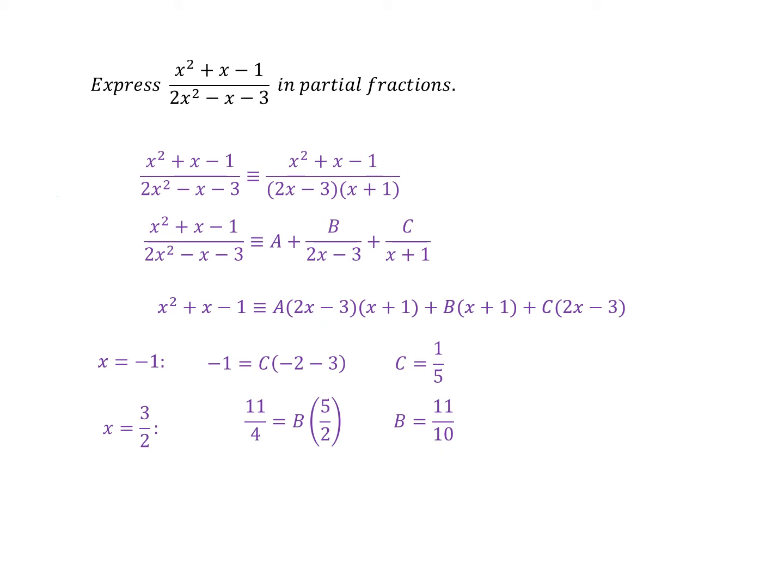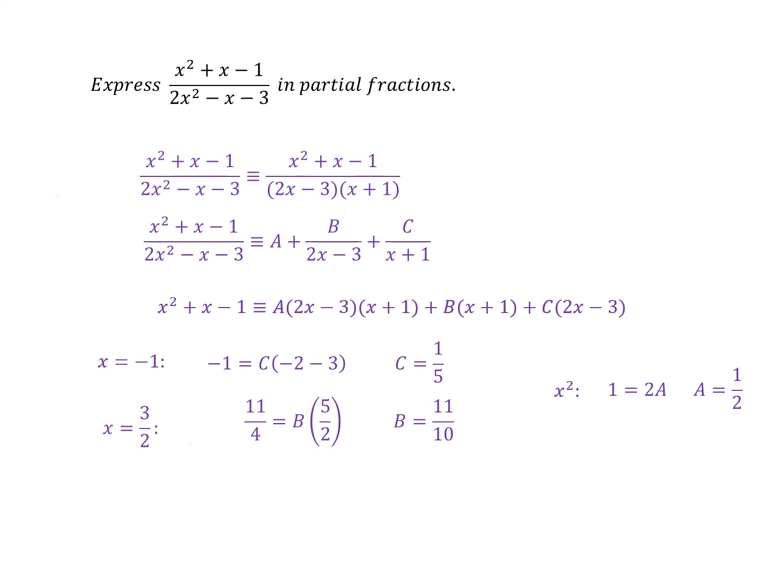So I can compare coefficients of x squared on both sides of the identity. Here on the left-hand side I've just got one lot of x squared, and on the right-hand side I've got 2x times x times a, so I've got 2a x squared. So when I look at the x squared terms, I see that 1 equals 2a, and so a equals a half.